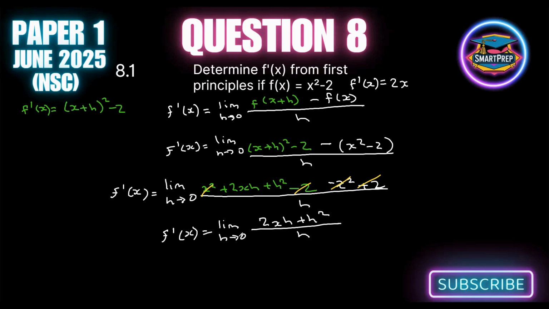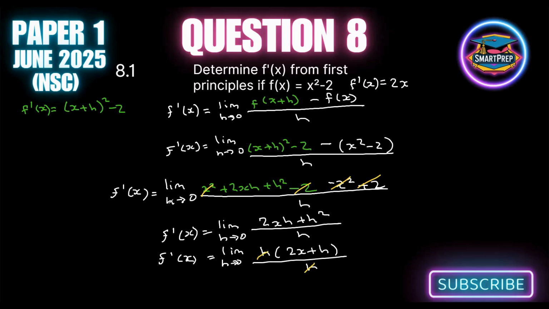Now what we notice is that, yes, everything has an h, so we can take that out as a common factor. And that allows us to cancel the h's, because we cannot divide by 0. So that's why the h's have to go, that h at the bottom. So there we go. Now it cancels.